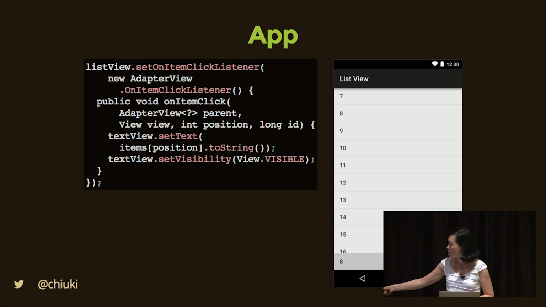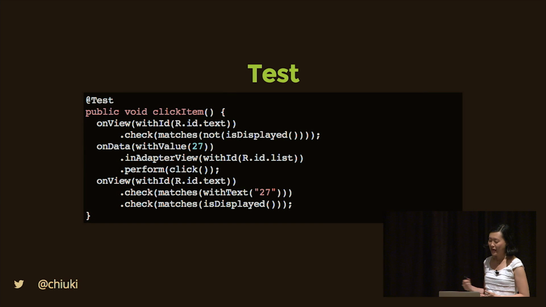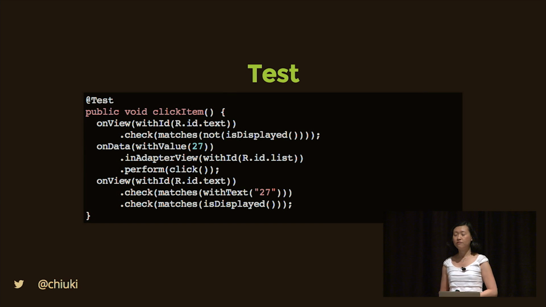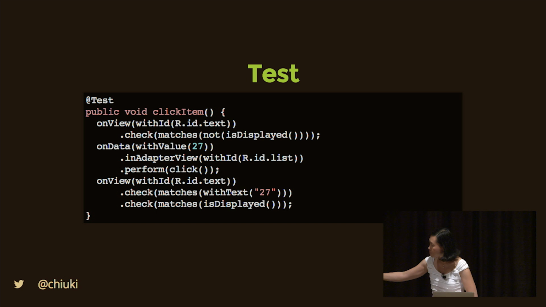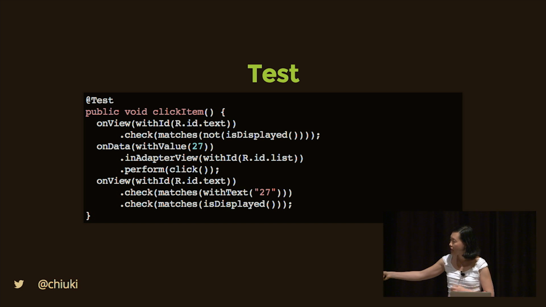So when I click on an item, it's going to display it in the footer, just because we are writing a demo app. Now we go back to the test and say, let's verify that before I click on any list item, the footer is not displayed. I click on one of them, and then it will display with a matching number. So let's take this English and translate it into Espresso. I said, before I click anything, so at the beginning of the function, I want to find the footer text view, onView with ID text, check that it matches that it is not displayed.